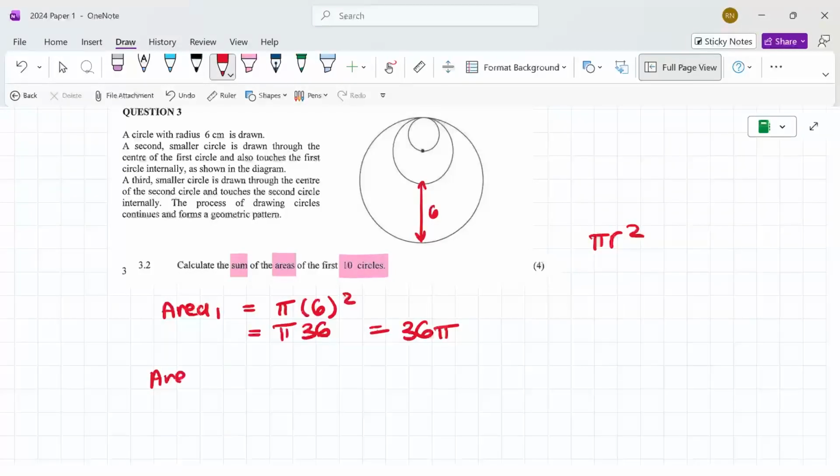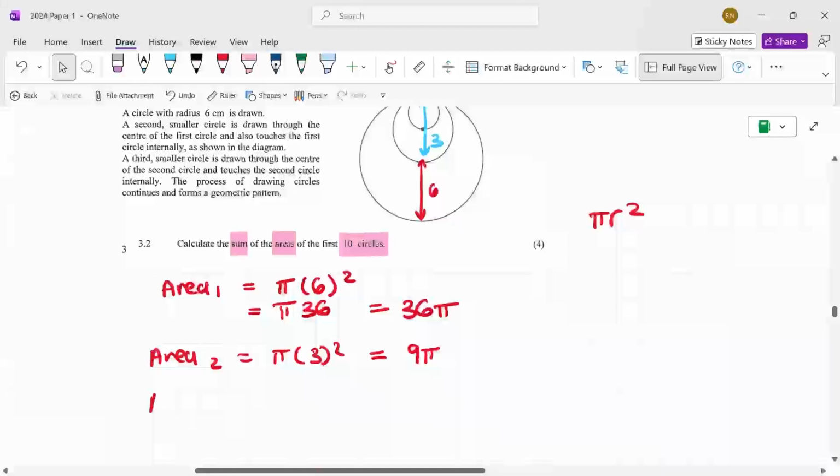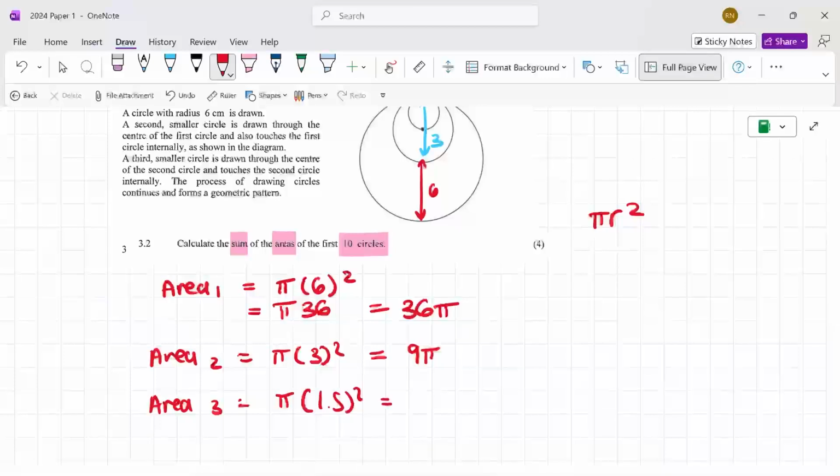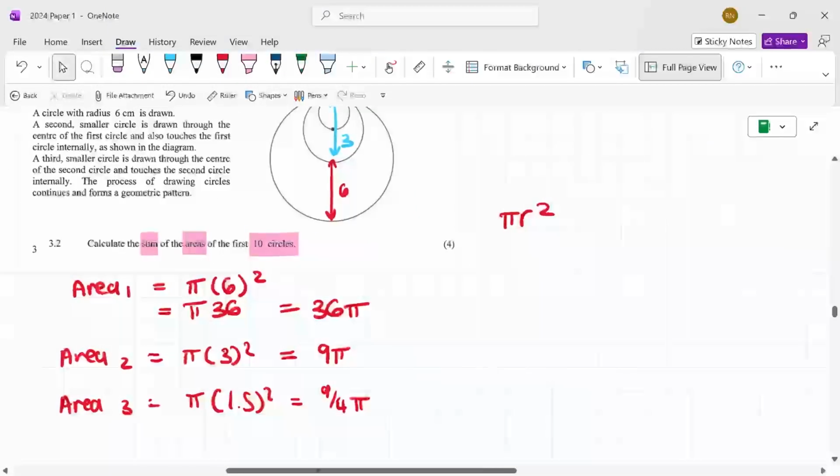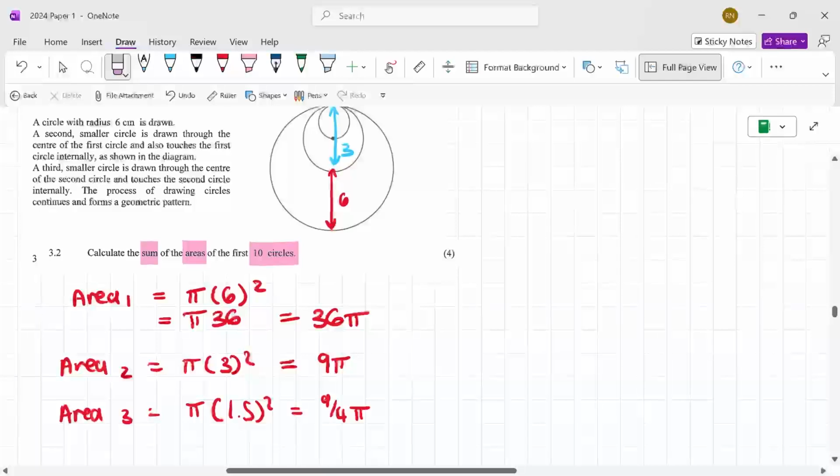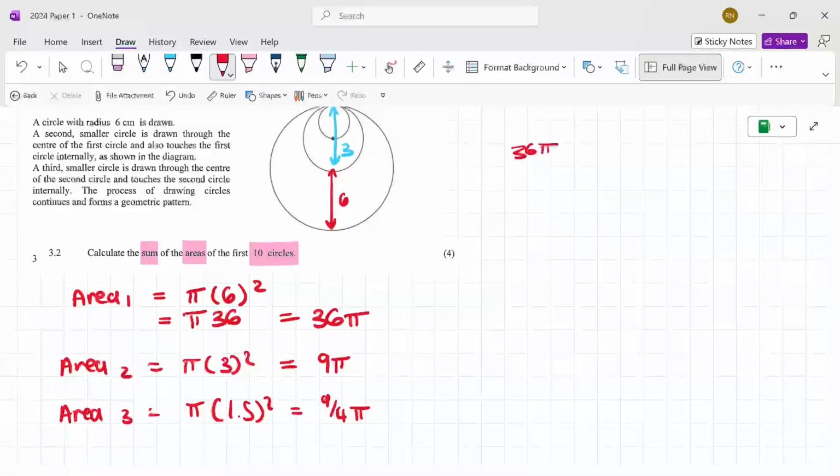Now the area of the second circle, which is going to have a smaller radius. Its radius is now going to be 3, so it's pi times 3 squared. This is going to give me an area of 9 pi. Then the area of the third one is going to be pi times 1.5 squared, which is going to give me 9 over 4 pi as my area. So if I was to list these in terms of a pattern, I'd get 36 pi, 9 pi, 9 over 4 pi. Okay, so this is now my pattern. This would be my A.